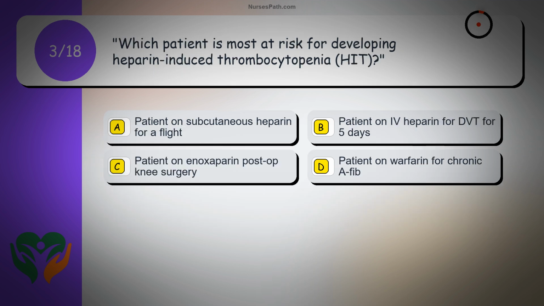Question 3. Which patient is most at risk for developing heparin-induced thrombocytopenia, HIT? Option A, patient on subcutaneous heparin for a flight. Option B, patient on IV heparin for DVT for 5 days. Option C, patient on enoxaparin post-op knee surgery. Option D, patient on warfarin for chronic AFib.